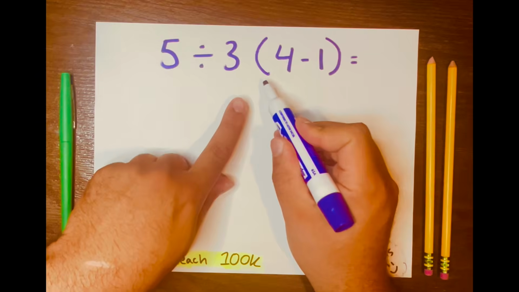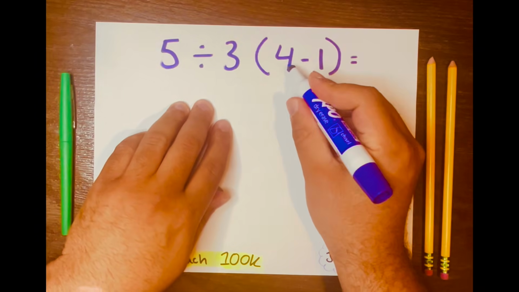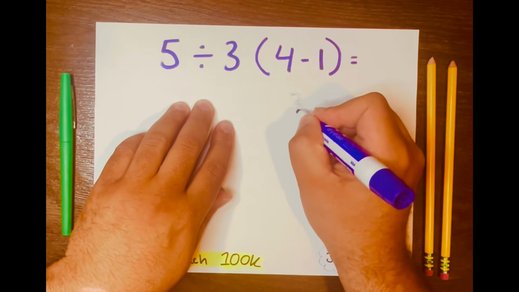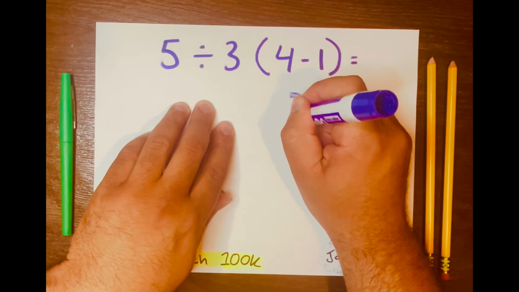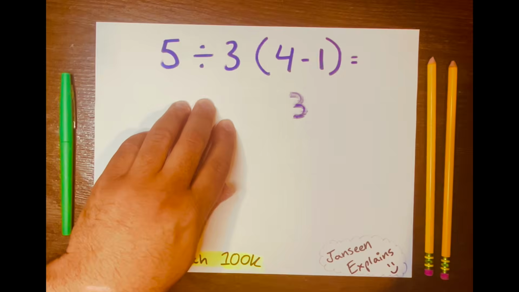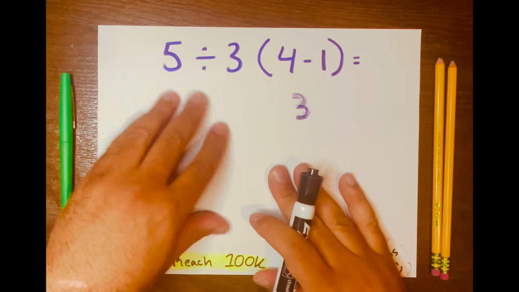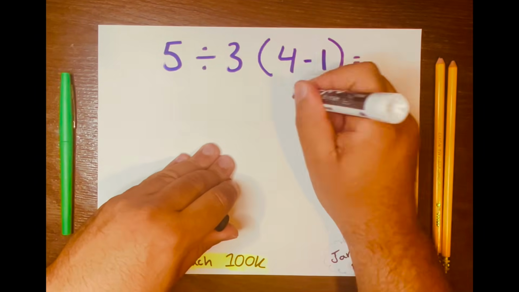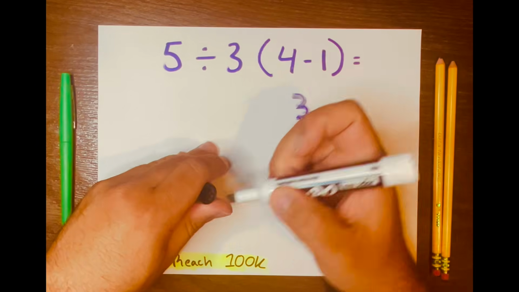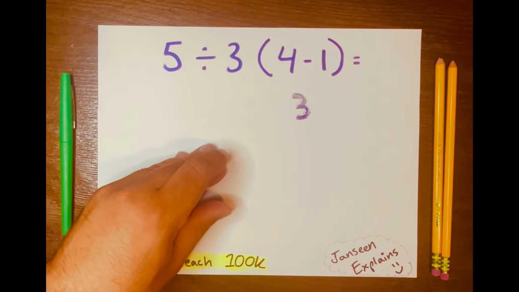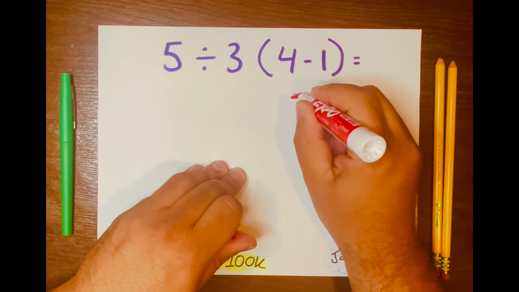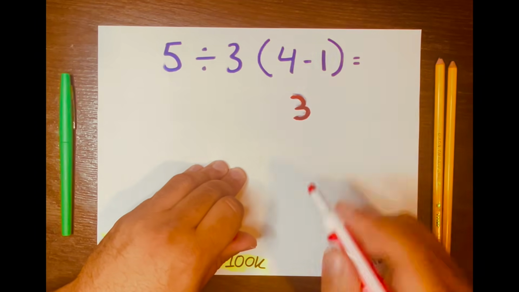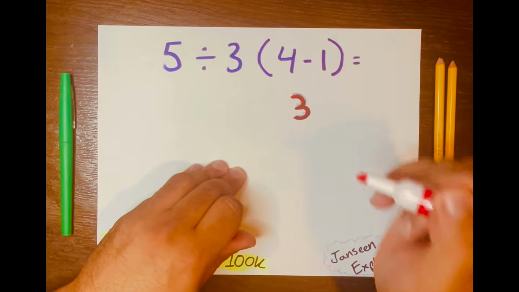So we know parentheses will go first. So 4 minus 1 is 3. Uh-oh, we need more ink. That's not good. Okay, let me use a different color here. And this one ran out of ink. I need to buy more markers. Let's try this color. There we go. So 4 minus 1 is 3.